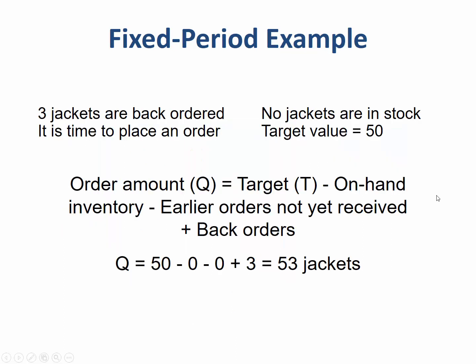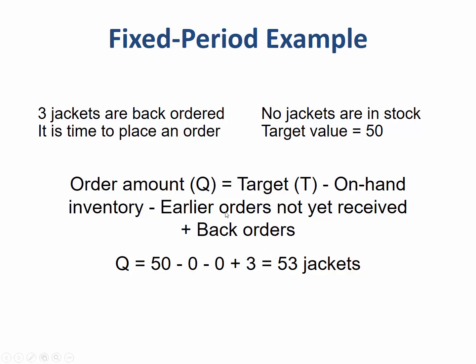So in the fixed period model, here is the equation. Basically, the quantity you're going to order is going to be the target, that's the number that you want at the beginning of the period, minus how much on-hand inventory you still have left at the end of the period. And you're going to subtract earlier orders that you haven't received yet. So sometimes you reorder items and they don't show up right away, so they may show up two or three time periods further down the road. So if you did order them, you're not going to count them again. So that's what this means.